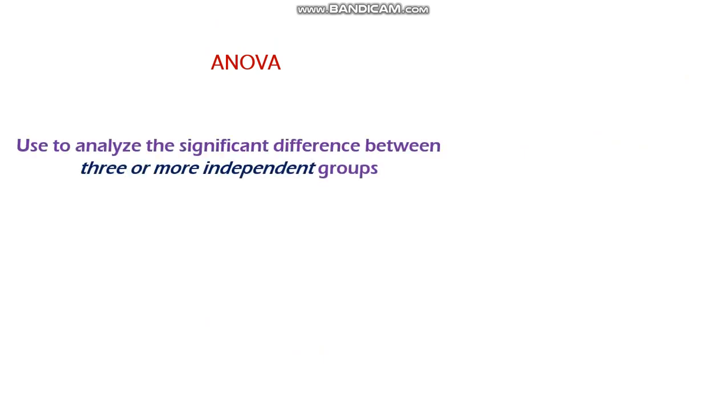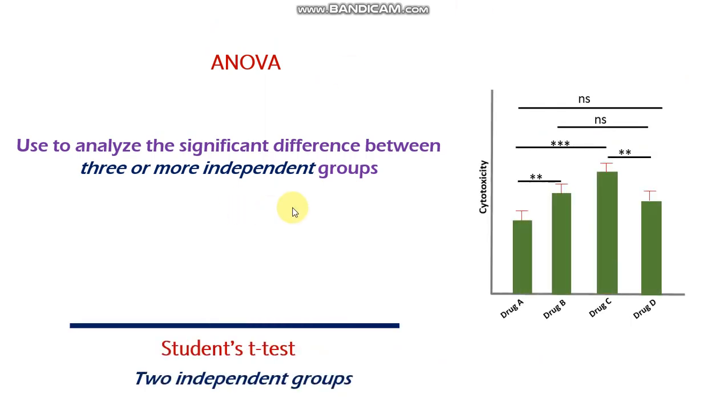Next is the ANOVA. It is very confusing when we need to use the t-test and when we need to use the ANOVA. I already talked about the t-test. For ANOVA, you use it for the significant difference between three or more independent groups. This is the main difference between ANOVA and t-test. ANOVA is for two or more independent groups, but the student t-test is only for two independent groups. As you see in this image, we want to analyze the significant difference of the cytotoxicity between drug groups, but the groups are more than two. This is why we use the ANOVA here, right?